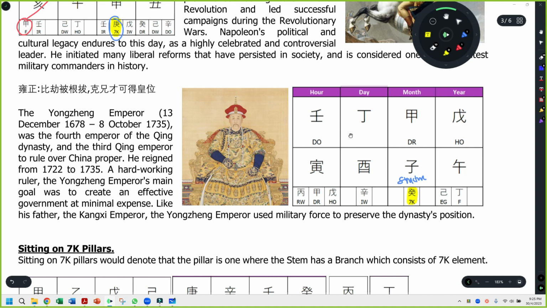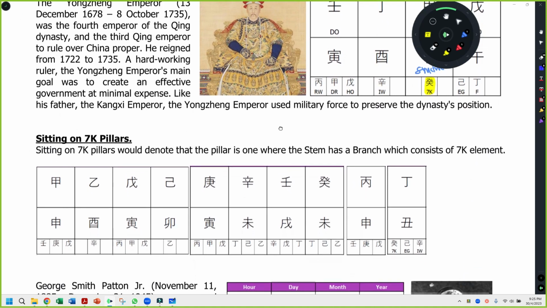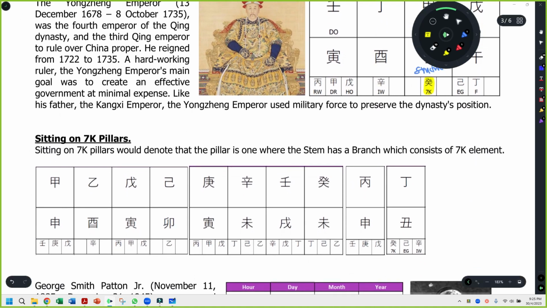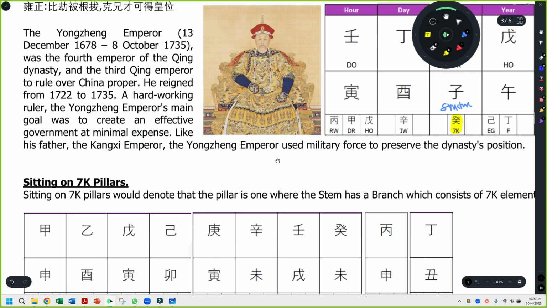But now, so step number 1, we look into where the 7 killing is, or whether the 7 killing is hidden, whether the 7 killing is revealed on the stem, has a structure, and that dominates the person's personality. And now let's take a look into the next area where we look into what we call sitting on 7K, sitting on 7K. So sitting on 7K just means the pillar itself. Now we just look at the pillar itself.